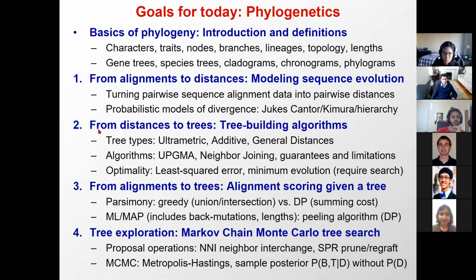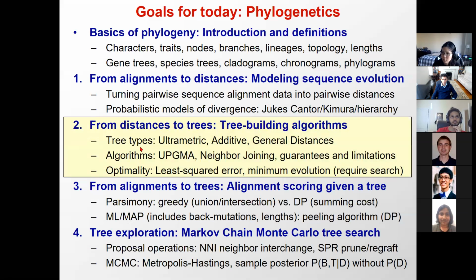Okay, so the next challenge is we now have a distance matrix. How do we turn that into a tree? We're going to look at different tree building algorithms. First, we're going to define the different types of trees: ultrametric, additive, general, and then look at different algorithms: UPGMA, the unweighted pair group method with arithmetic mean, or neighbor joining, and what are their guarantees and limitations. And also we're going to talk about optimality methods, such as least squared error or minimum evolution, which actually require search that we have in section 4.